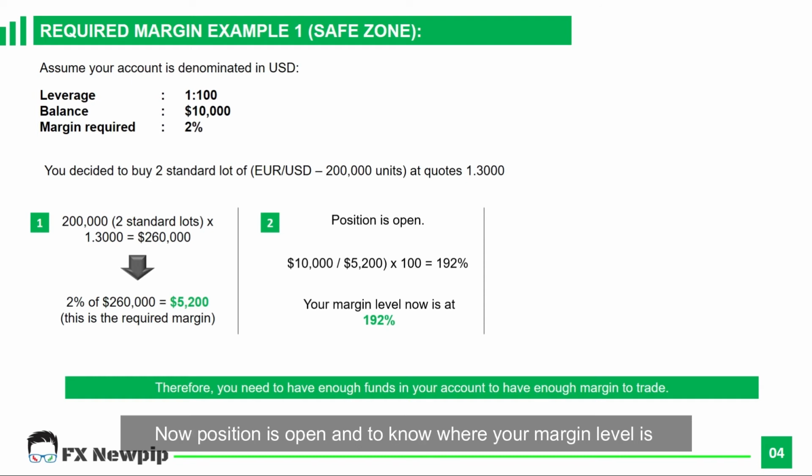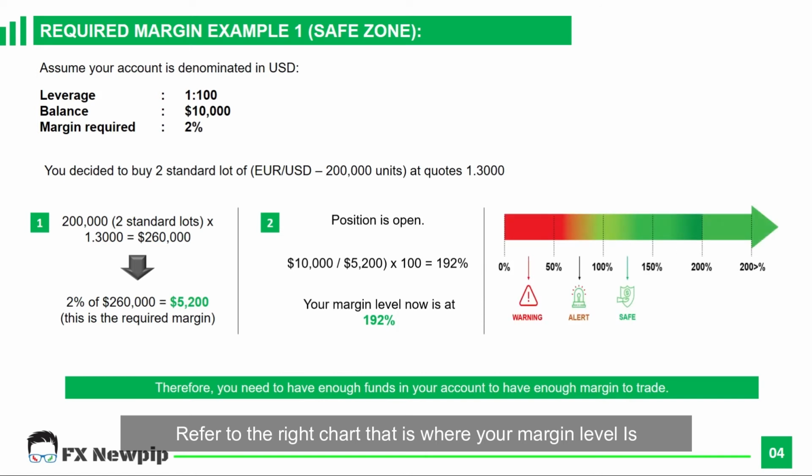Now the position is open, and to know where your margin level is, you need to take $10,000 of your balance, divide by $5,200 and times 100, which will bring us to 192%. Refer to the right chart, that is where your margin level is. It is still in the safe zone.